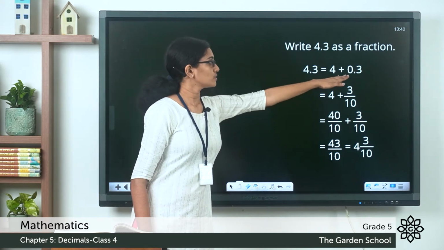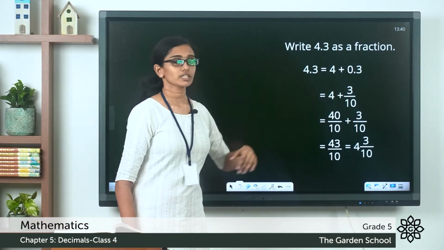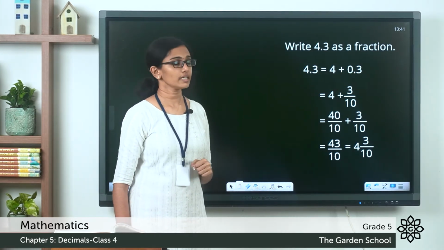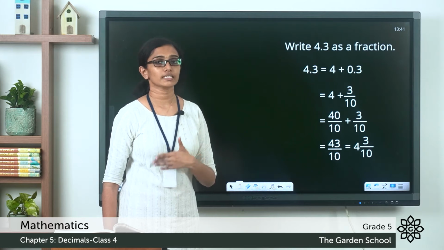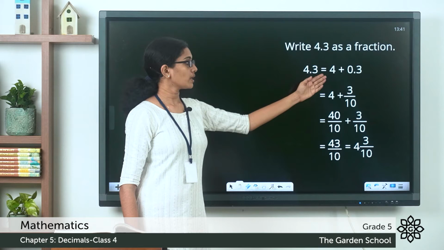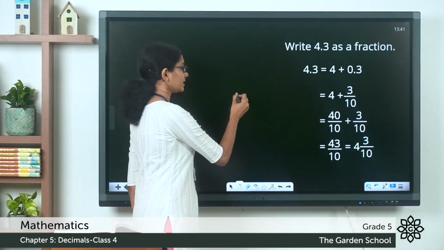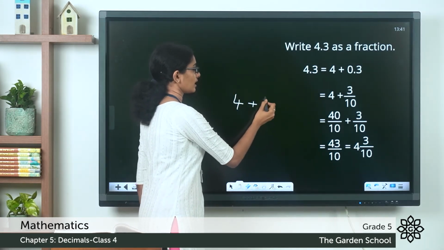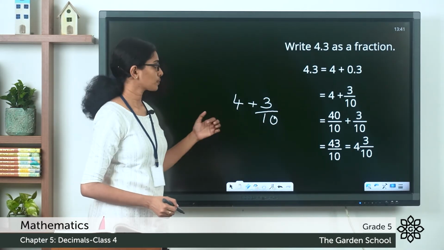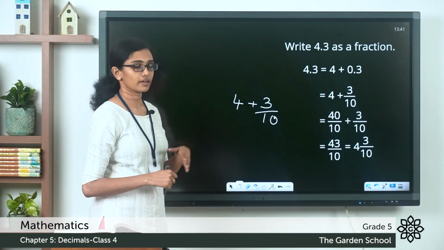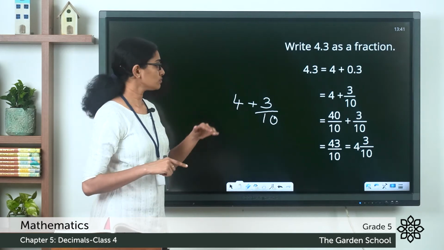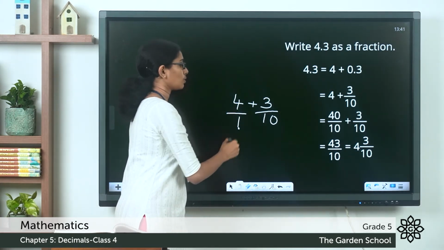We have changed this 0.3 as 3 by 10 because the digit here, 3, has the place value of 3 tenths. So we can write 4 plus 0.3 is equal to 4 plus 3 by 10. See, here we are adding a whole number and a fraction. How do we add this? Let's take the LCM, make the denominator same and find the sum. So since this 4 does not have a denominator, let's assume it has the denominator 1.